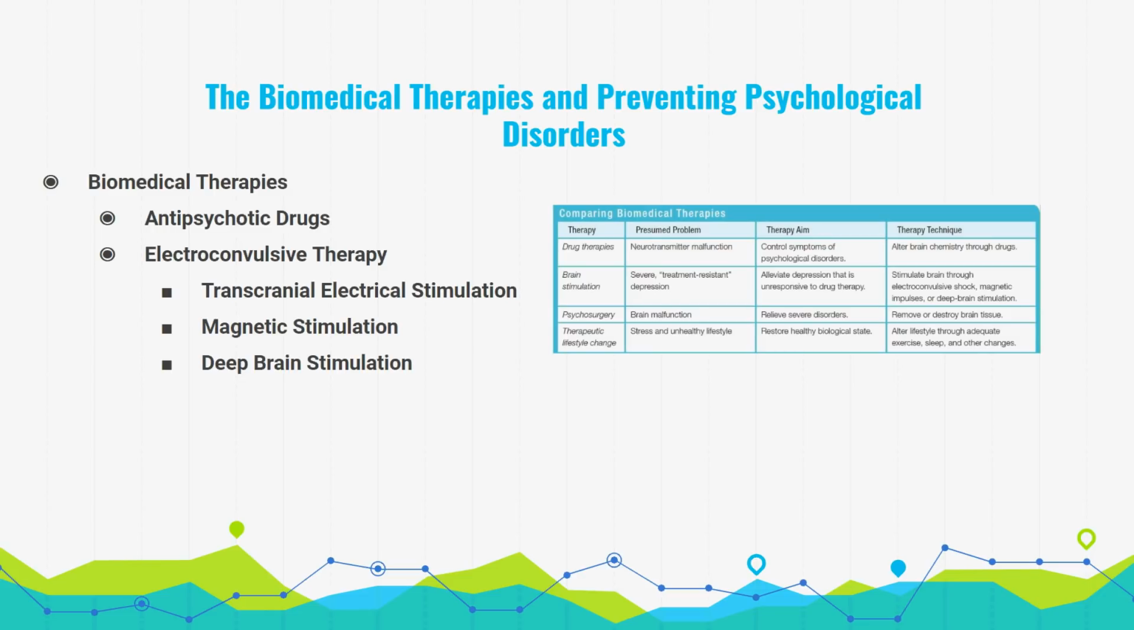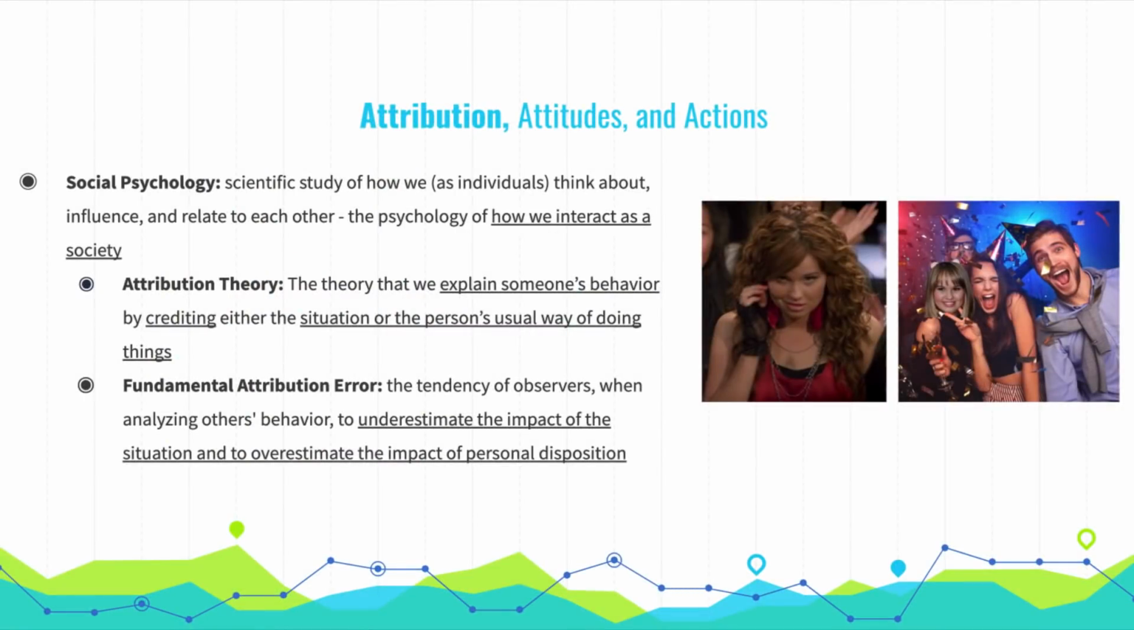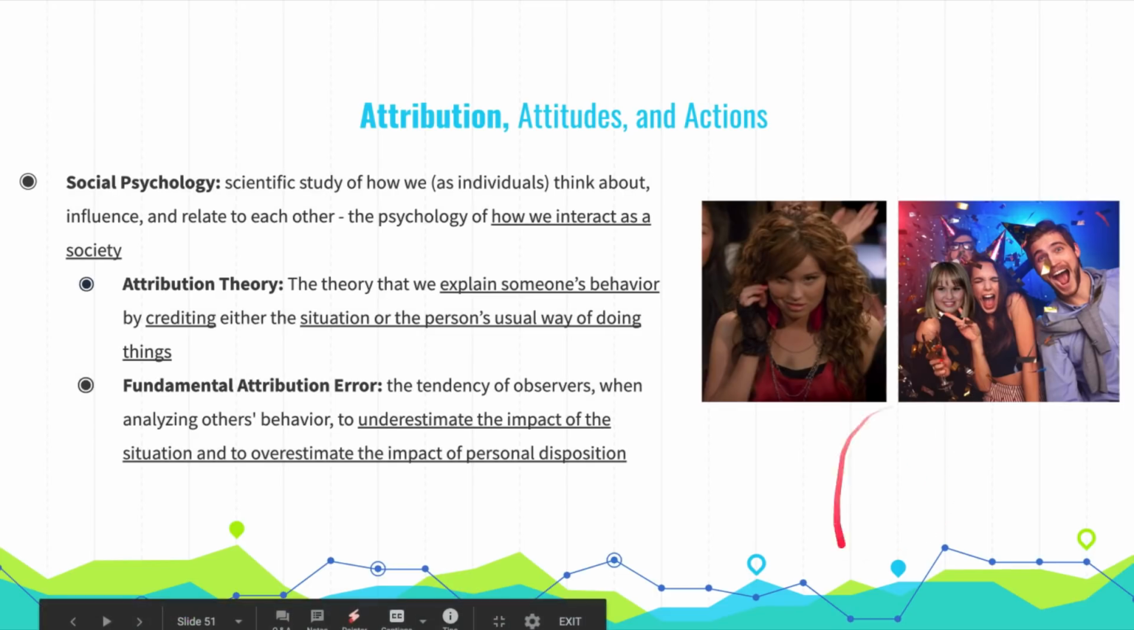Now that we understand all that, Clark is going to finish us off with Unit 14, Social Psychology. All right, on to our last unit of social psychology. Let's begin by understanding what social psychology even is. It's a scientific study of how we as individuals think about, influence, and relate to one another, how we interact as a society. Attribution theory is the theory that we explain someone's behavior by crediting either the situation or the person's usual way of doing things, and it's important that you'll know for the test. An example of this is deciding that just because Debbie doesn't like talking in math class, she must be a shy person in general, right?